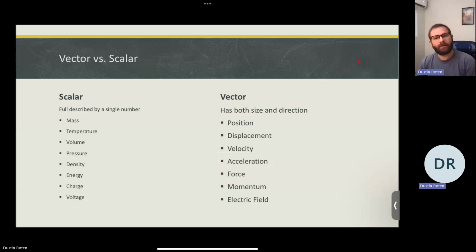And next semester, when we talk about charge and voltage and electronics, those things are also scalars. Now, things that do have magnitude and direction are position, displacement, velocity, acceleration. We've already talked about these. What we'll talk about next are forces, momentum, those will be coming up soon, and then electric fields. So electric fields actually have a direction associated with those as well.